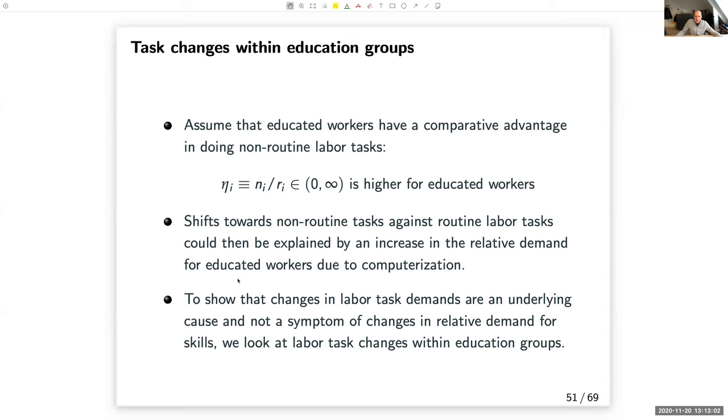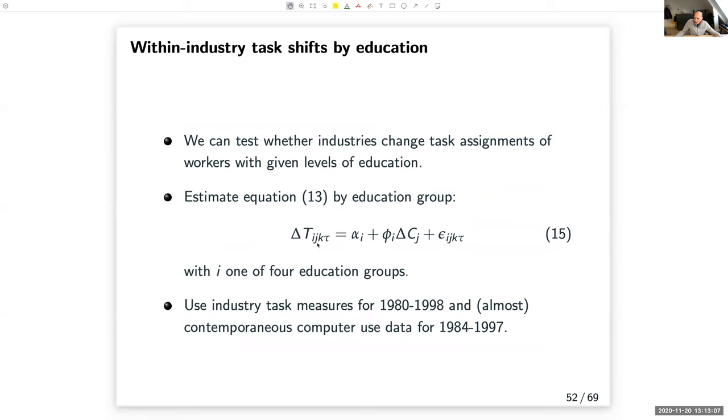Okay, and basically what you can do is you can take that main equation 13 and run that again, but now for each education group I. So again, you're going to look at the change in task content K in sector J over time by education group. So you have an education-specific intercept, you have an education-specific phi I, that is going to be predicting task changes from these changes in computer use.